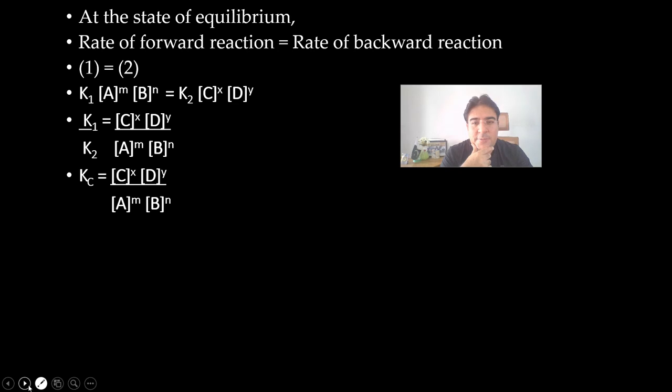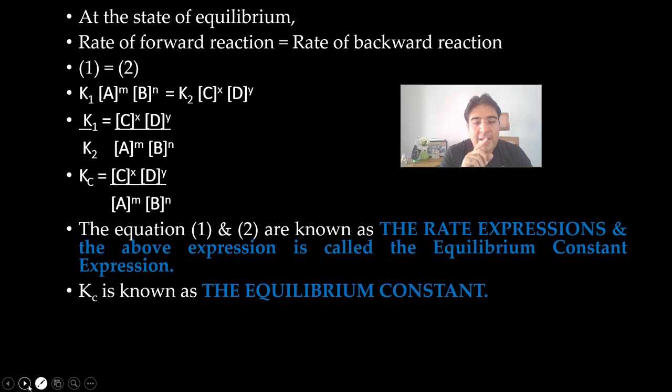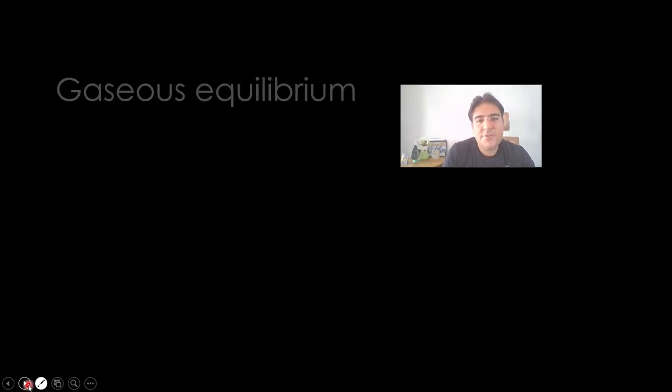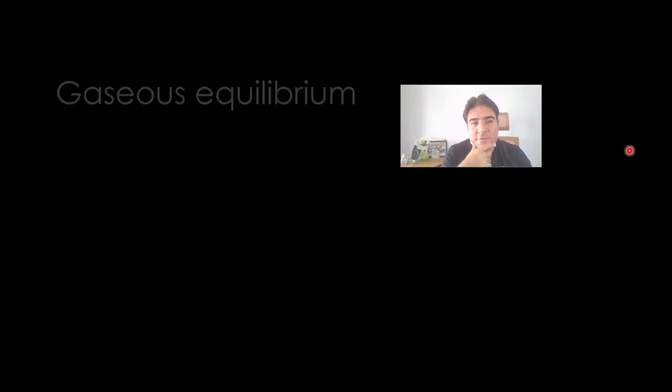Kc is the ratio of the product of active masses of the products to the product of active masses of the reactants. That's how you define Kc. The expression is called the equilibrium constant expression. Kc is only dependent upon temperature. So for different reactions, you can write your own value of Kc very easily. The products will be on the top and the reactants at the bottom.